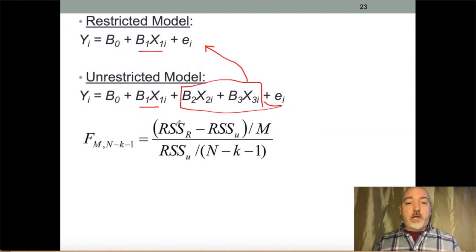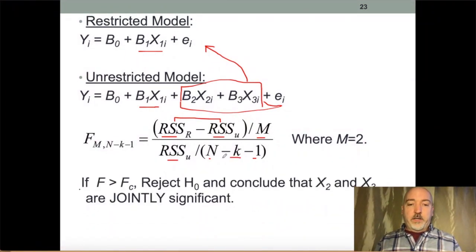We can't use that little shortcut, right? There's no ESS substitution we can make. We've got to run the restricted model. That'll give us the RSSR. Run the unrestricted model. That'll give us the RSSU. M, in this case, is equal to 2: 2 coefficients set to 0 in the null. And then the same RSSU, and then the n minus k minus 1 from our sample size.